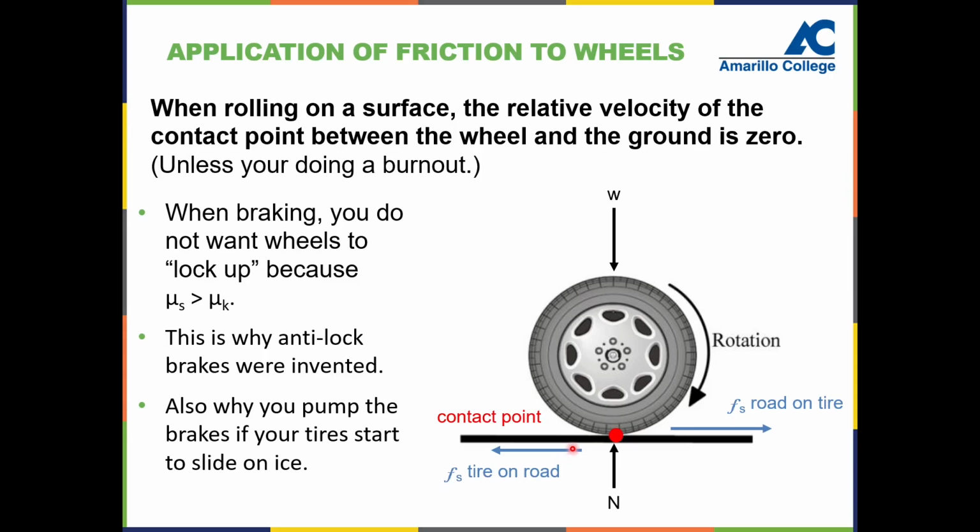So unless we're doing something like a burnout in a car where your tires are actually slipping along the surface, as that wheel rotates, typically you're going to assume that your contact point has zero relative velocity with respect to the ground. With that being the case, we would use our coefficient of static friction when we talk about a rolling wheel, and this becomes very important when we talk about things like braking in cars.